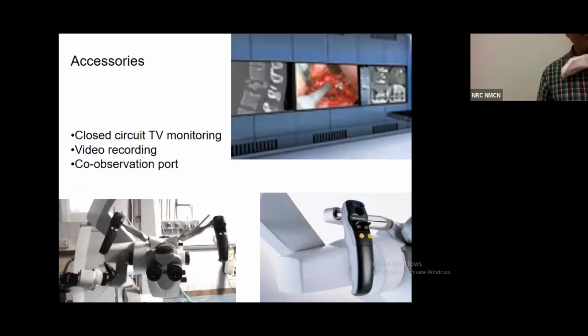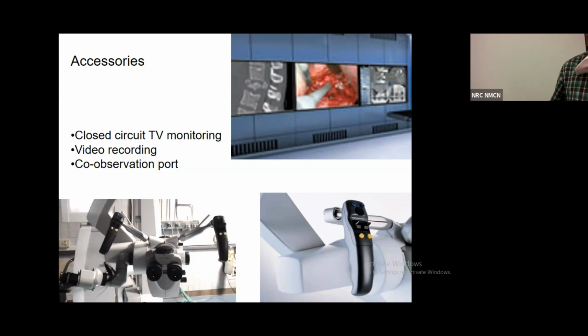Now there are various accessories to the microscope that we have nowadays. Some of them is the closed TV circuit. If you come to neurosurgery OT, then you can see that there are 2 large television screens, I think 57-inch or 55-inch, attached in every OT that we have, attached to the microscope. So whatever we are seeing as surgeons, the observer who is standing there, who is not scrubbed into the OT, can also see the same thing on a large TV screen.